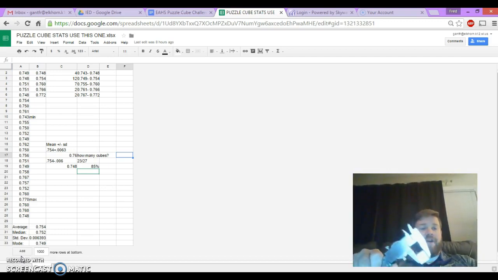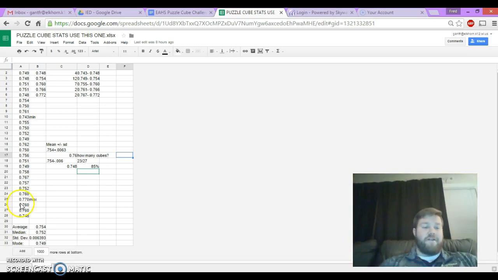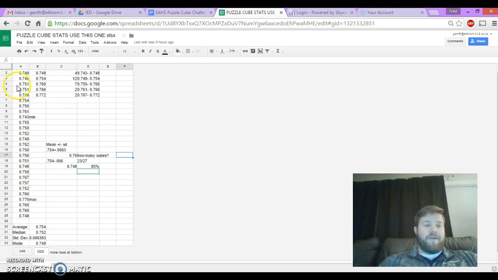If you look over here at this data, we really should get a number with the first, second, and third decimal places. You're going to do that 28 times with 28 different cubes to get this whole column of numbers. Then you're going to scroll down and go over to this area here, where you're going to start doing your average, mean, median, and mode.